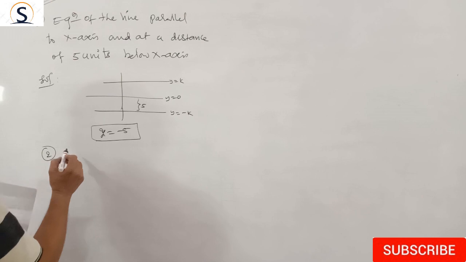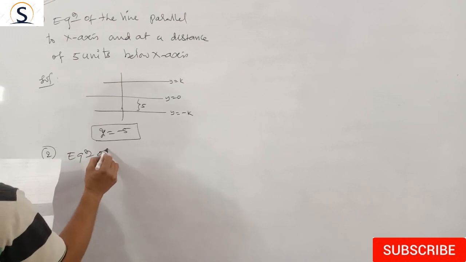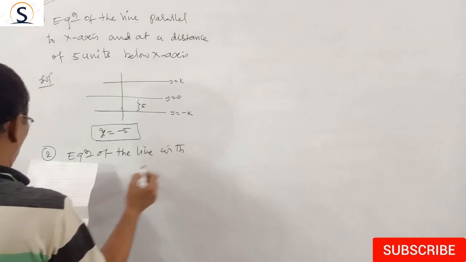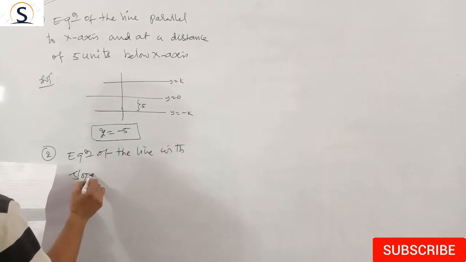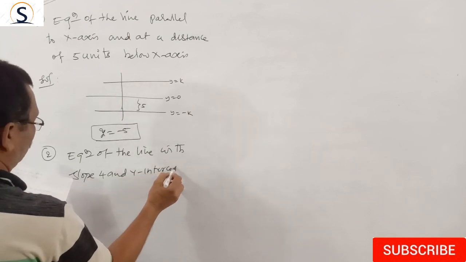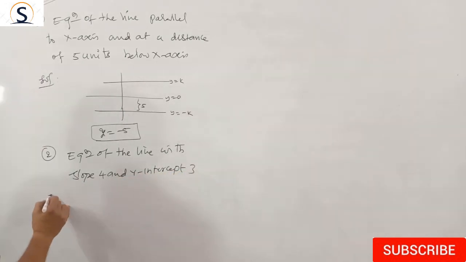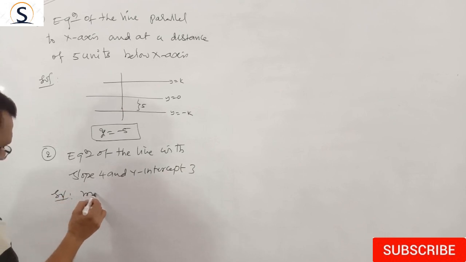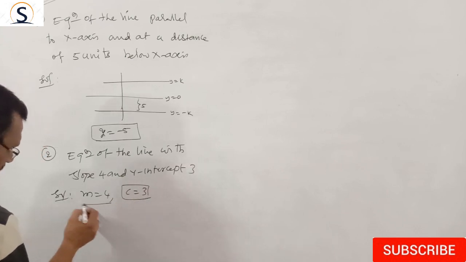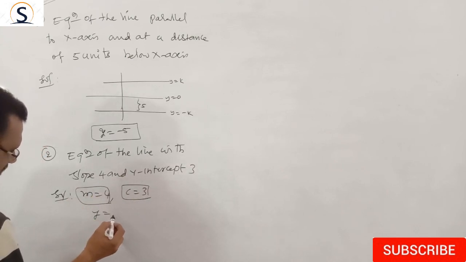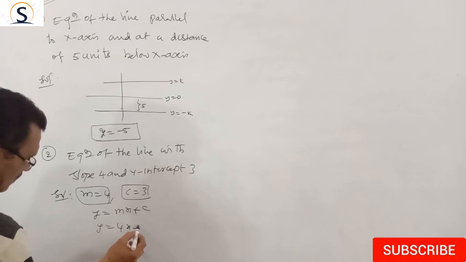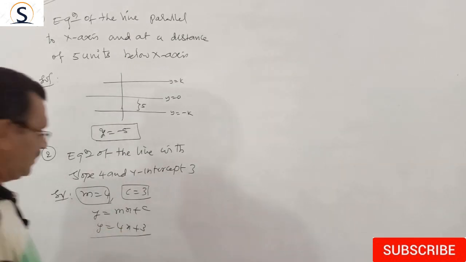Next, equation of the line with slope 4 and y-intercept 3. Slope means m is equal to 4. Y-intercept means the symbol c is equal to 3. Then the line is y is equal to mx plus c. Y is equal to 4x plus 3. This is the line. Okay.